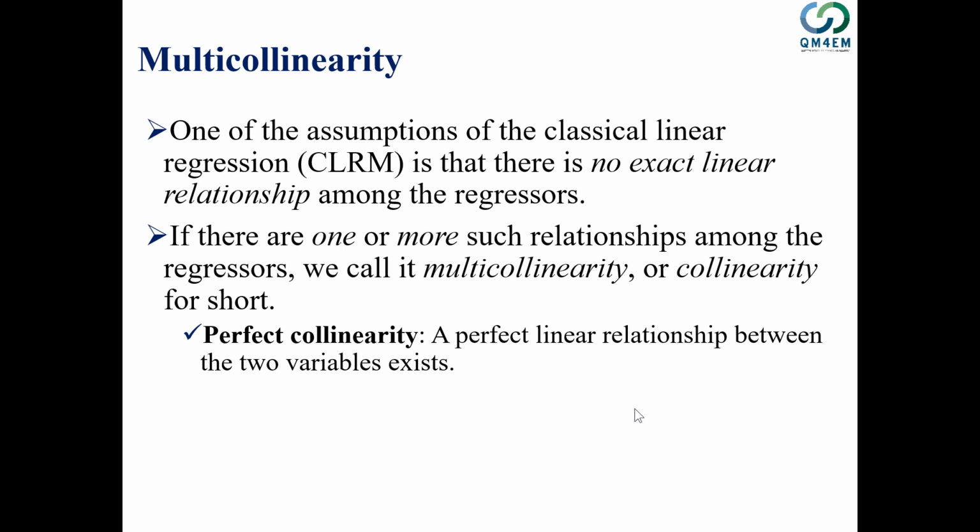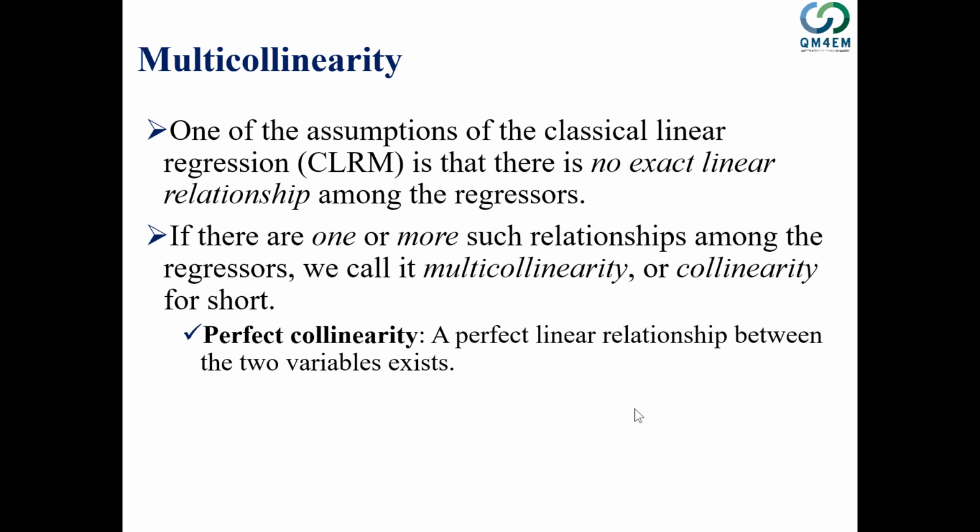One is called perfect collinearity. In perfect collinearity, a perfect linear relation between the two variables exists. So what does it mean? First of all, you need to know what is meant by correlation. Correlation means the co-movement of two variables. So when the two variables are perfectly moving together, either in the same direction or in opposite direction, we call it perfect collinearity. When such a situation exists, we call it a case of perfect collinearity.